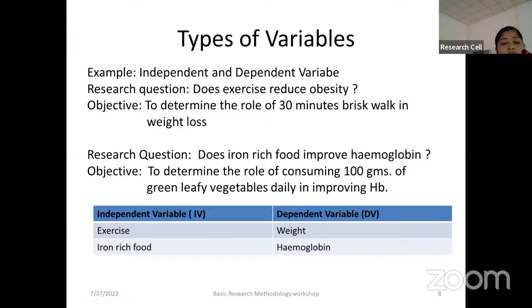So here we have iron-rich food, which is an independent variable that we are changing. This is the stimulus that we are giving, and the response is that there will be some change in the hemoglobin level. So hemoglobin would be the dependent variable. The cause and effect relationship should be understood. Fine. Can we move to the next slide?